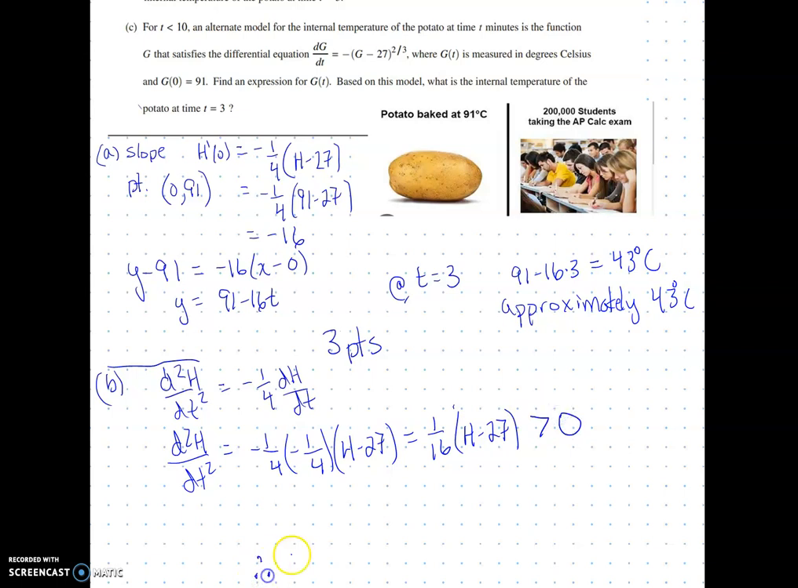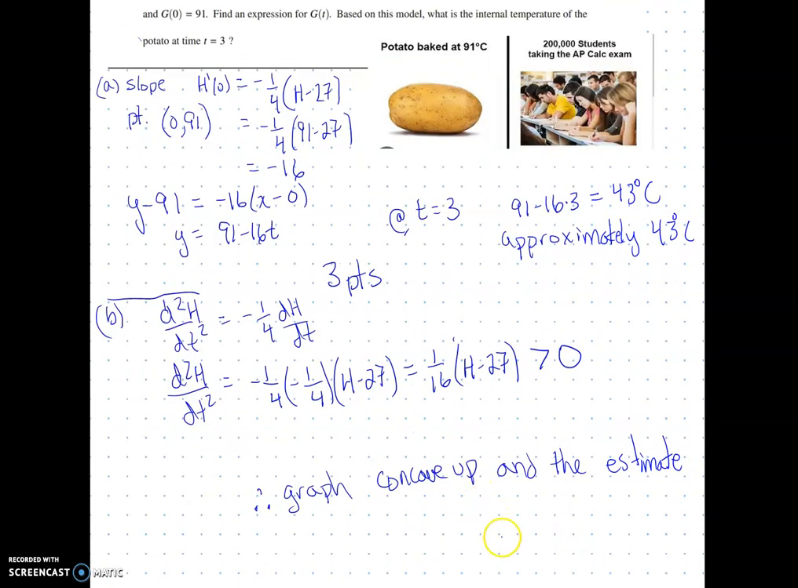Therefore, the graph is concave up, and the estimate is an underestimate. Concave up means that the tangent line that we use to make the estimate is below the curve. The tangent line is below the curve. It's an underestimate.